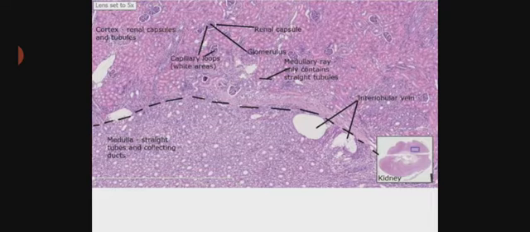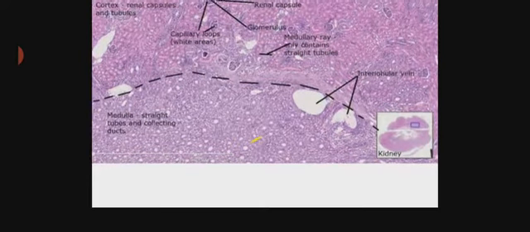Whereas in the medulla part, you will see only the tubular regions. Especially, it will contain the straight tubules and collecting ducts, as you observe here.